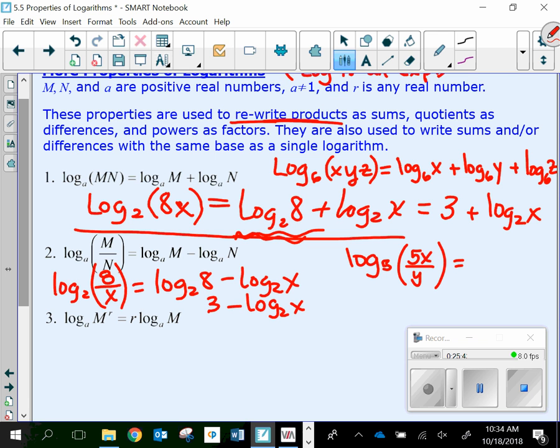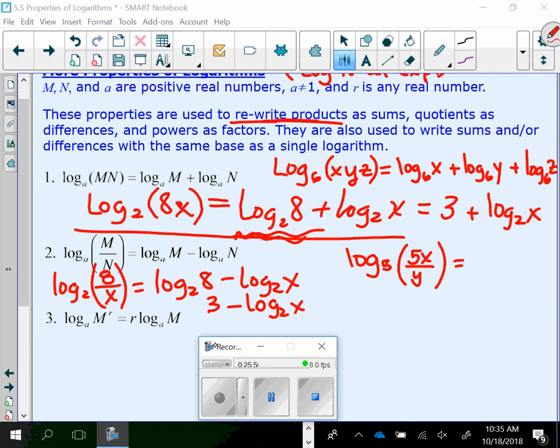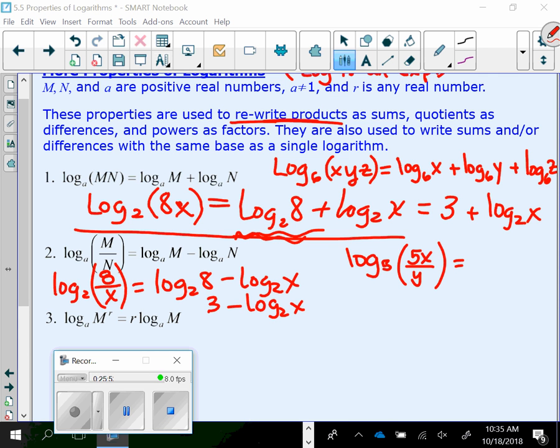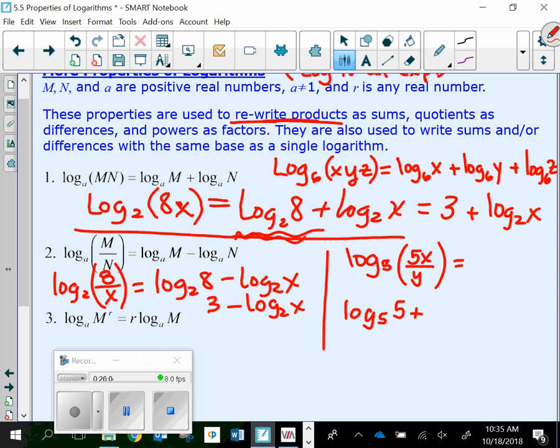We've got three things going on here. Yes, that is base 5. Yep. All right, anybody want to take a shot at it here? Go ahead, Emily. Log base 5 of 5 plus log base 5 of x, and then that whole quantity is minus log base 5 of y.